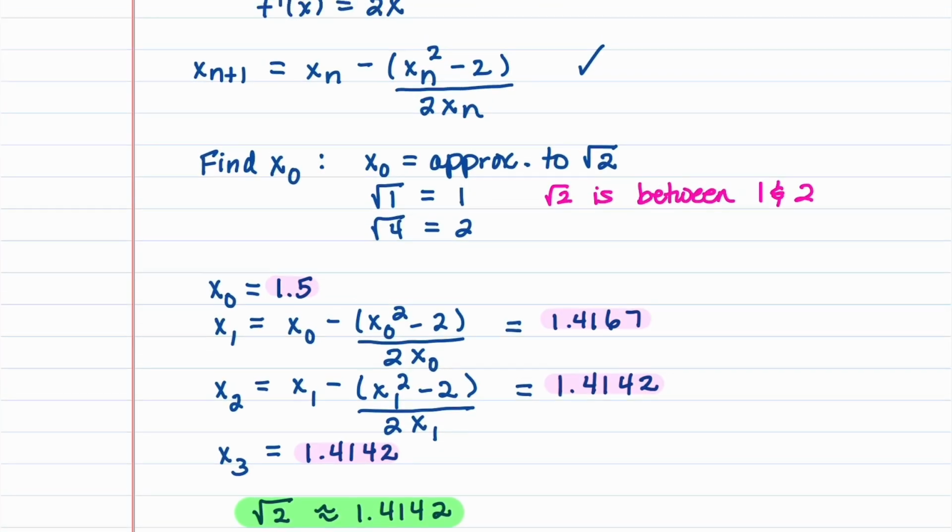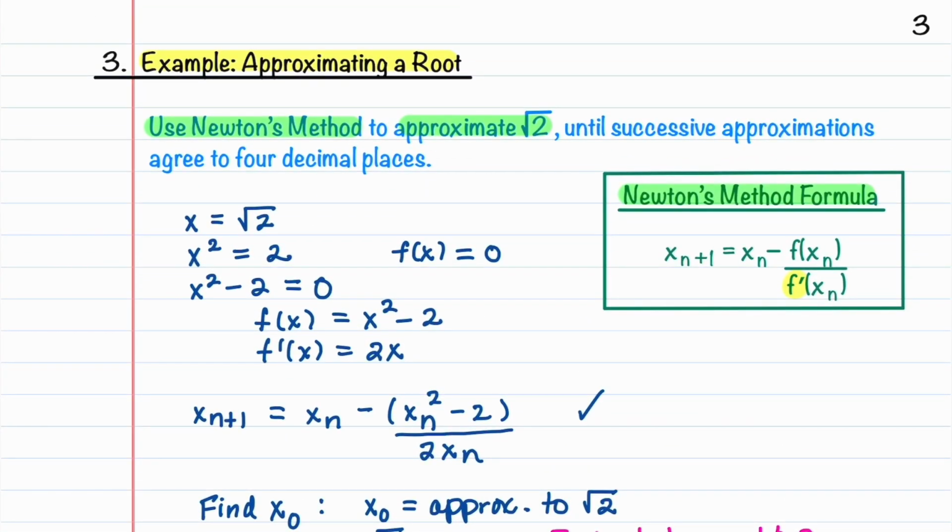Just a quick recap. If we go back up to the top, here's what I think you need to remember. I think the hardest part of this problem is creating this equation right here. So just remember, you start with x is equal to square root of 2, you square it, and then you pull everything to the left.